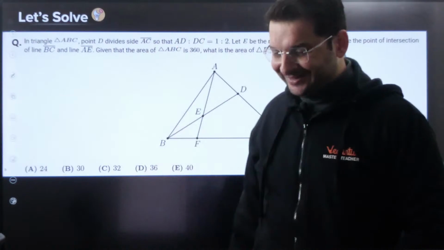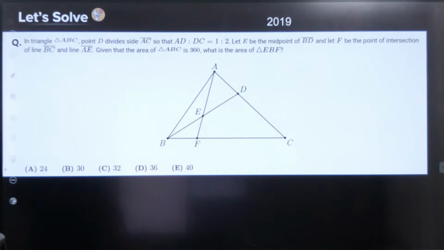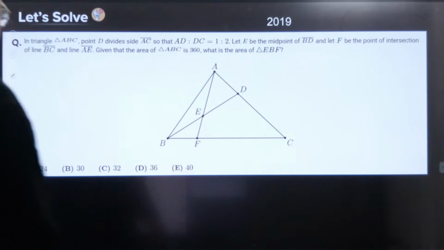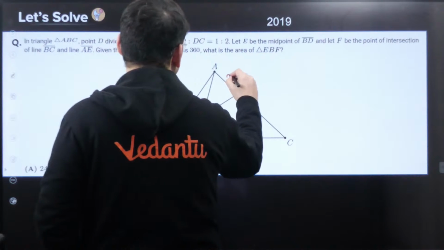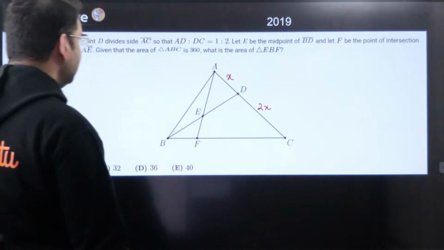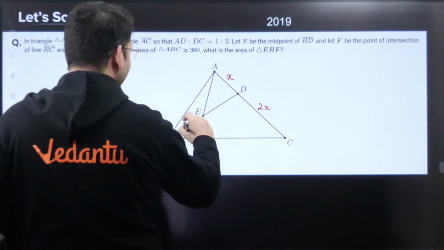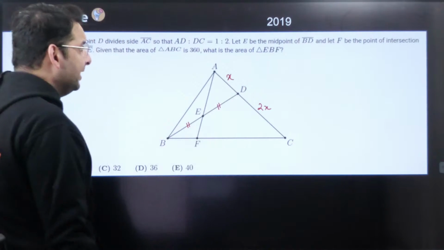Amazing question. This is an amazing question with an amazing concept. In a triangle ABC, so this is a triangle ABC, AD is to DC is 1 is to 2. So that means if this is x, this length is going to be 2x. AD is to DC is going to be 1 is to 2. E is the midpoint of BD. So this length is equal to this length. E is the midpoint of BD.